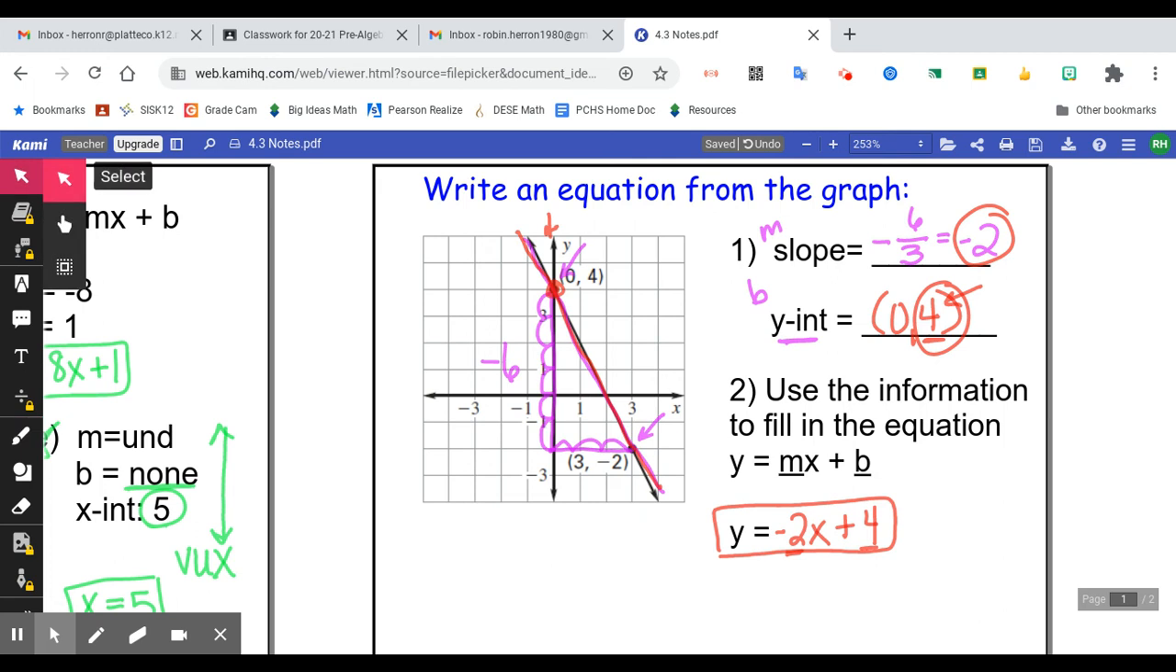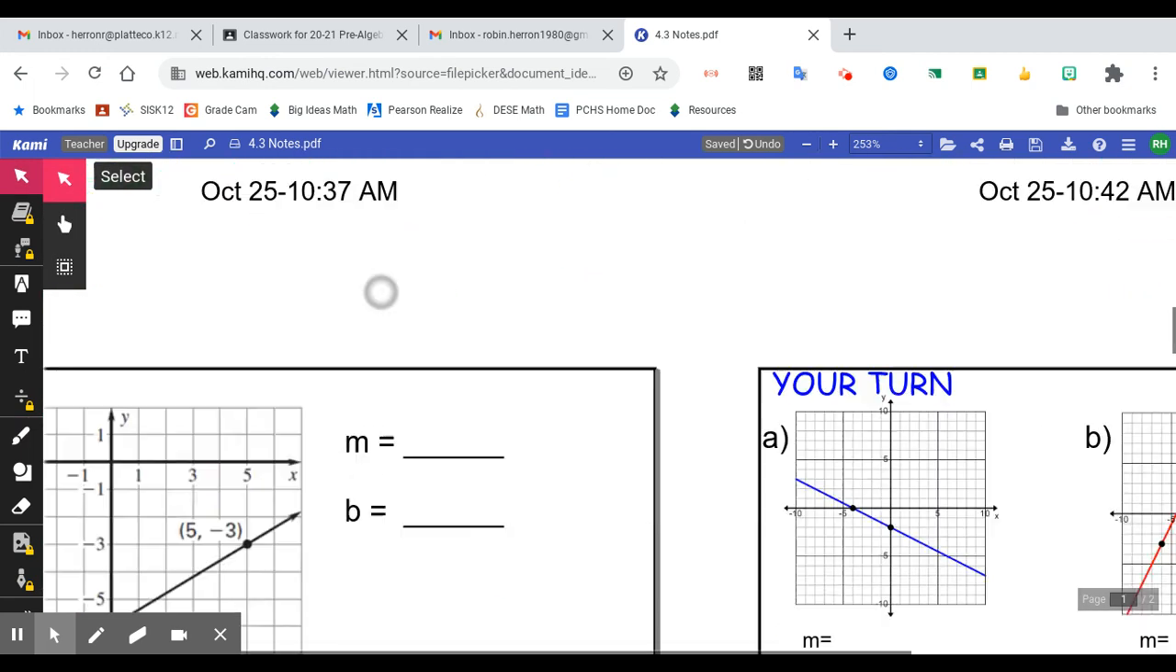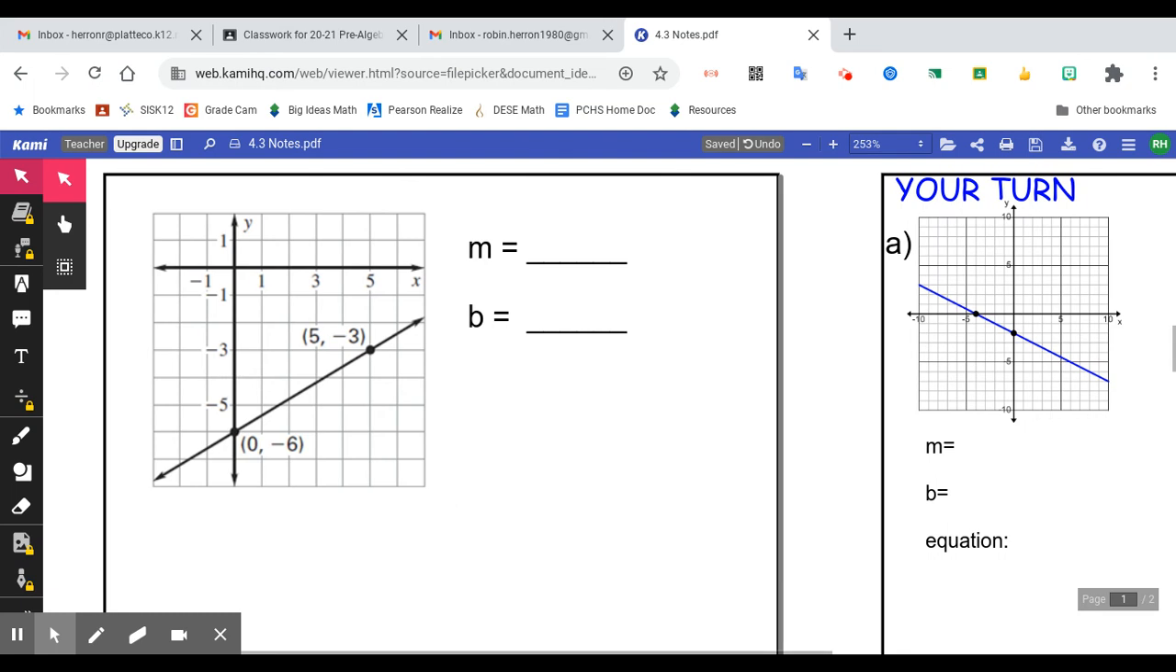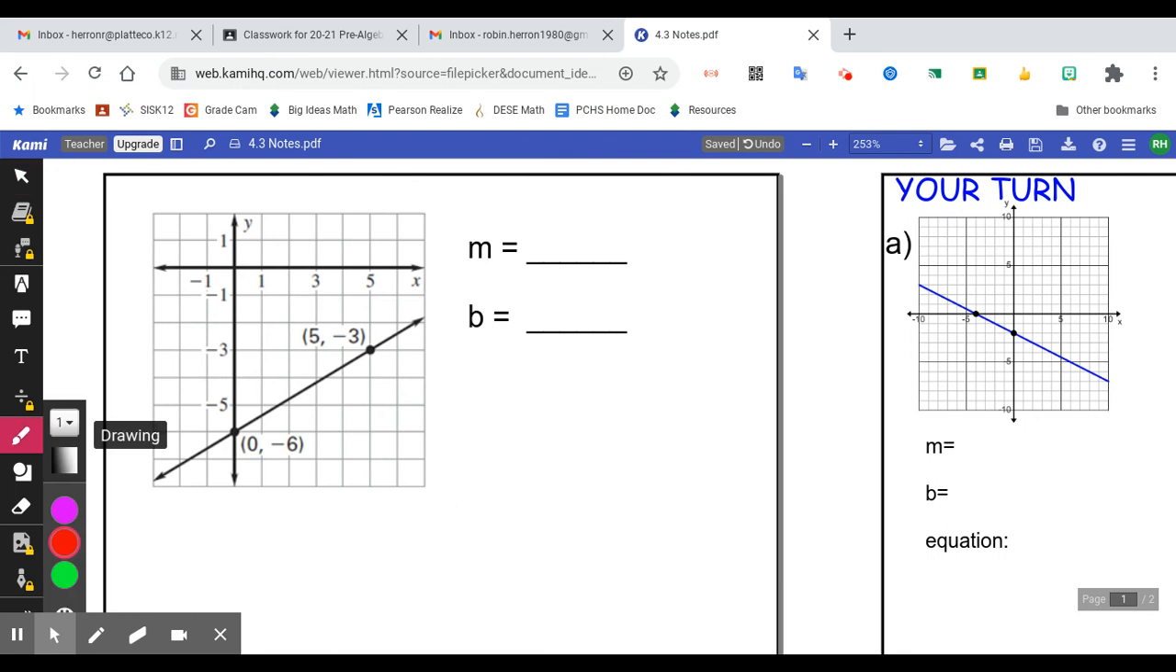Okay, let's move on to the next one. Same exact thing. M and B is what we need to start. So slope has to go up and right. Up 1, 2, 3. So 3 over 1, 2, 3, 4, 5. It can't be simplified, so there's my slope.